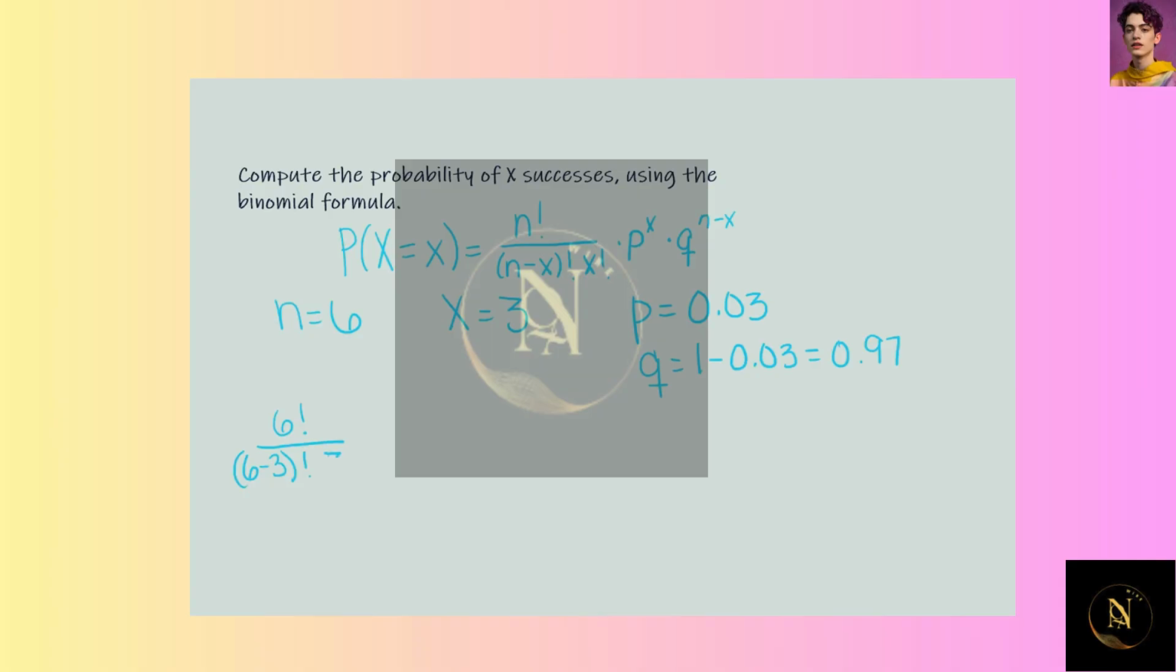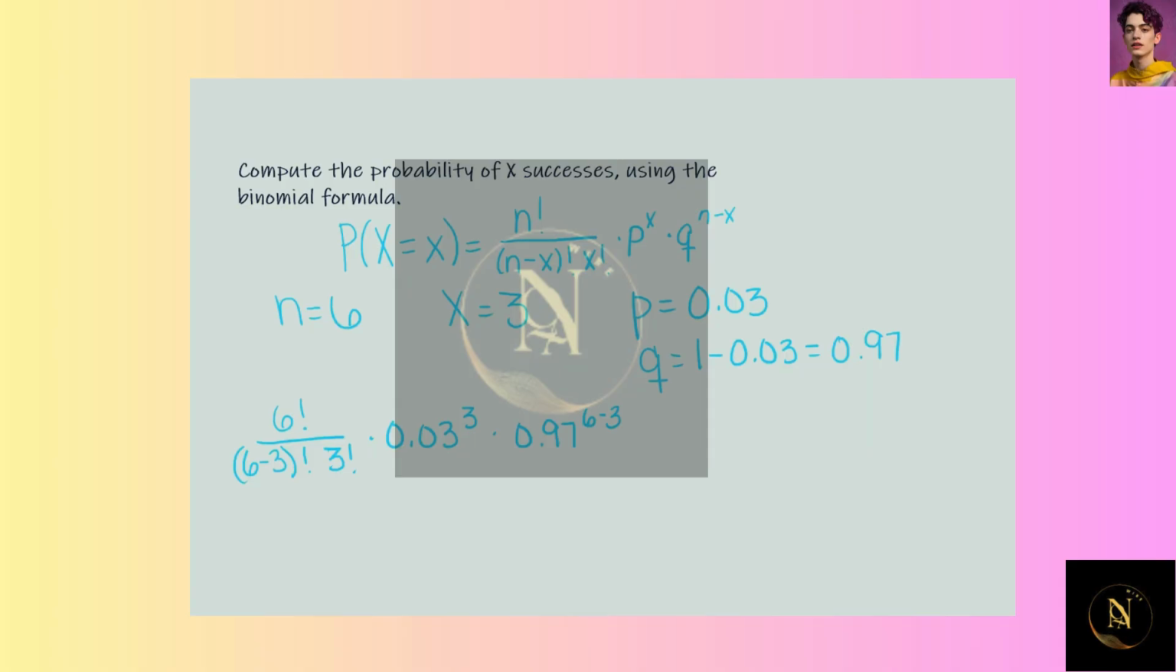factorial times 3 factorial. I'm going to multiply that times 0.03 to the third power times 0.97 to the 6 minus 3 power. 6 factorial divided by 6 minus 3 factorial times 3 factorial.